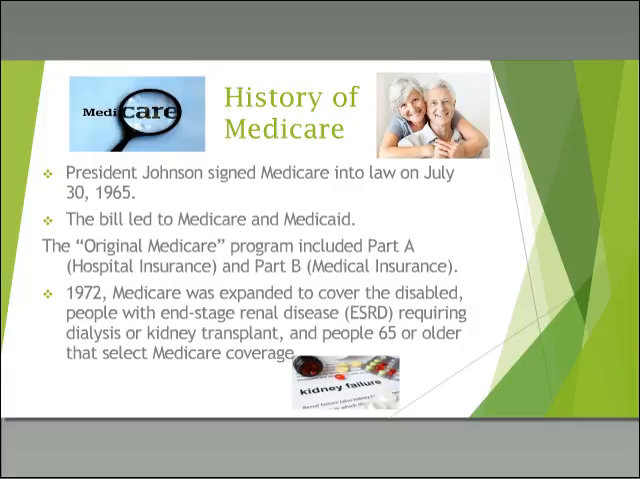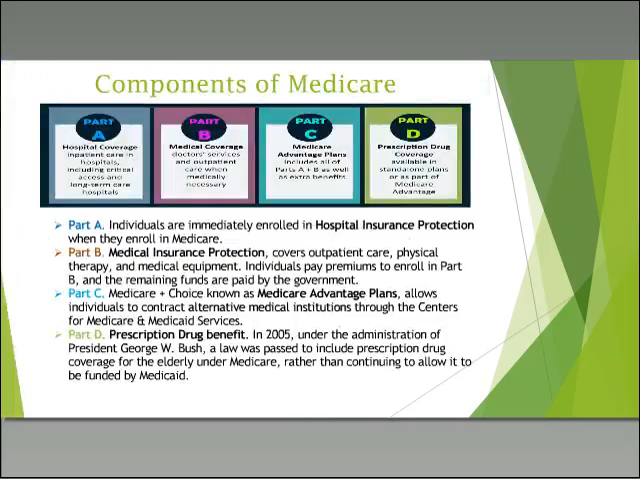The original Medicare program included Part A, hospital insurance, and Part B, medical insurance. Over the years, Congress has made changes to Medicare and more people have become eligible. In 1972, Medicare was expanded to cover the disabled, people with end-stage renal disease requiring dialysis or kidney transplants, regardless of age, and people 65 or older that select Medicare coverage. Another example was in 2000, when they approved coverage for Americans younger than age 65 with ALS.